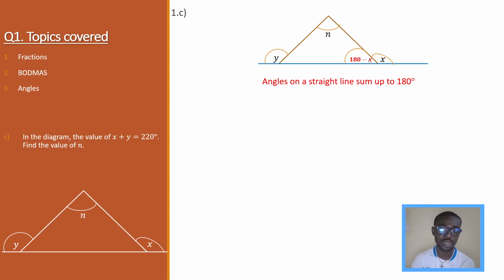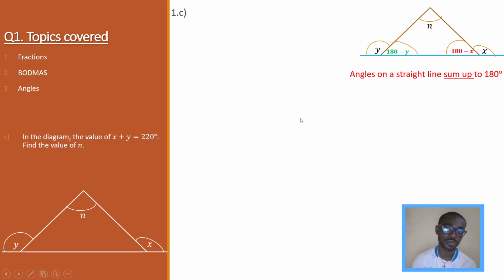This angle will be 180 minus x, because when we add these two angles, we are going to get 180. So if x has been given to us, we just have to subtract x from 180, and that will be the value of this angle here. So remember, angles on a straight line always sum up or add up to 180 degrees. Right, so let's move on.